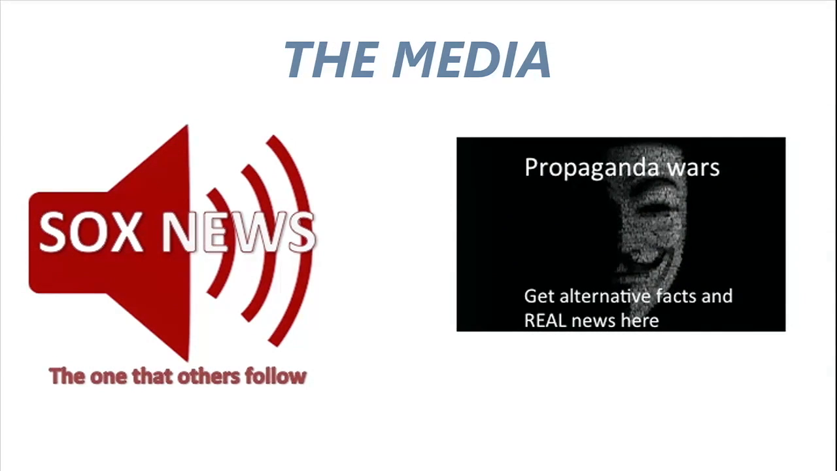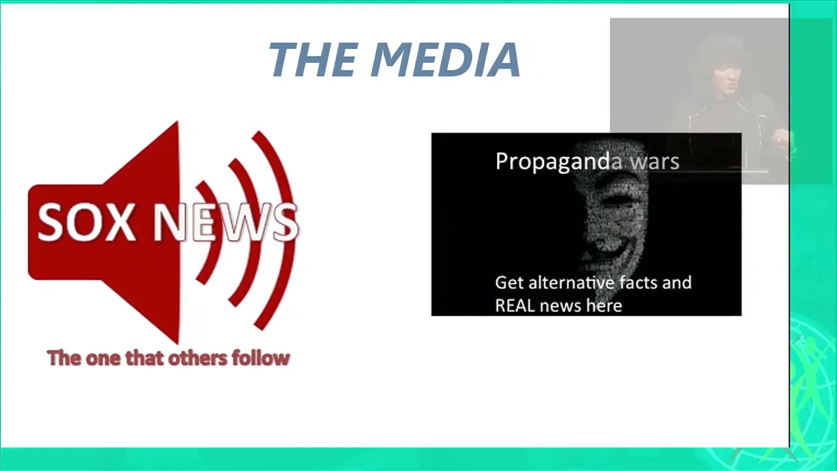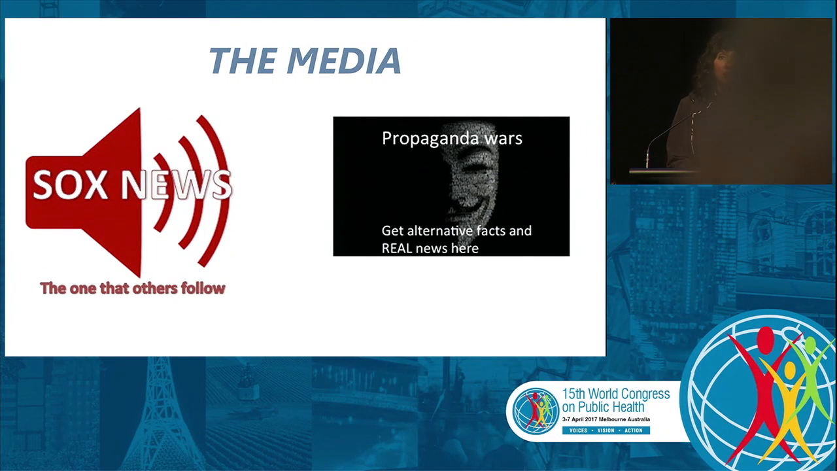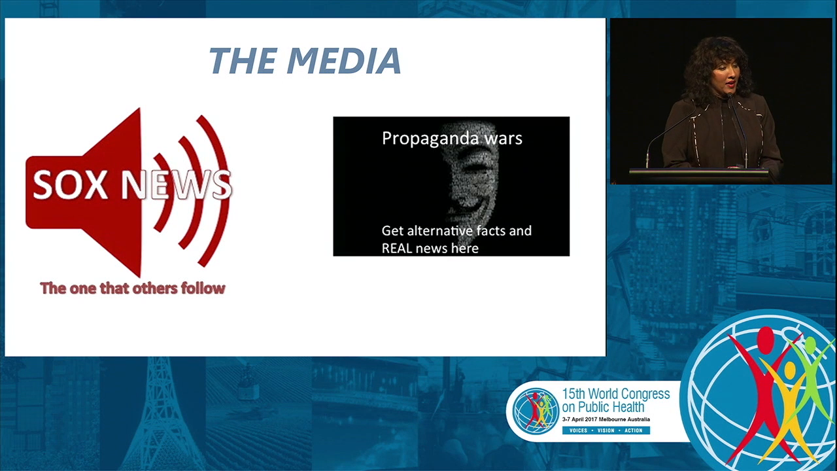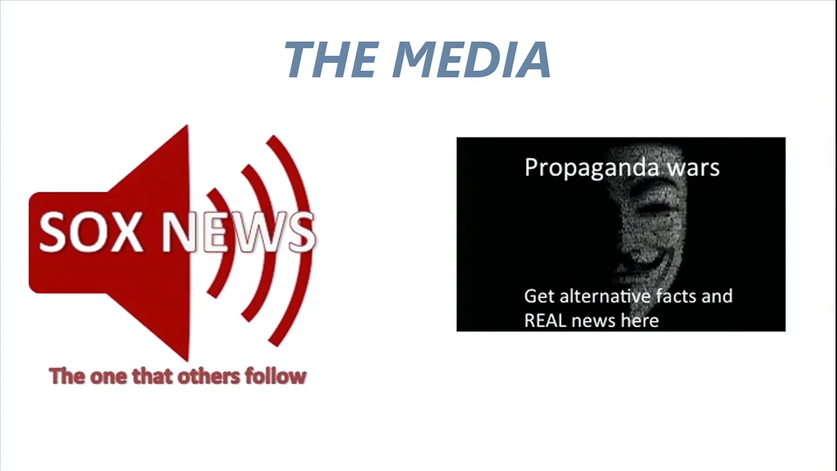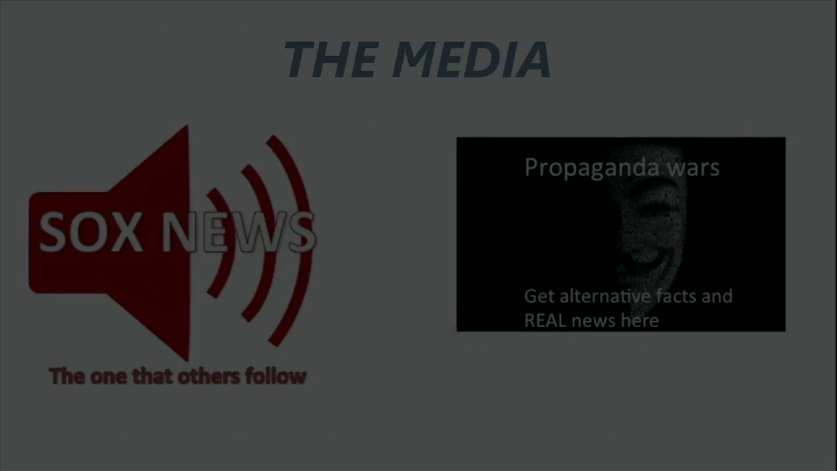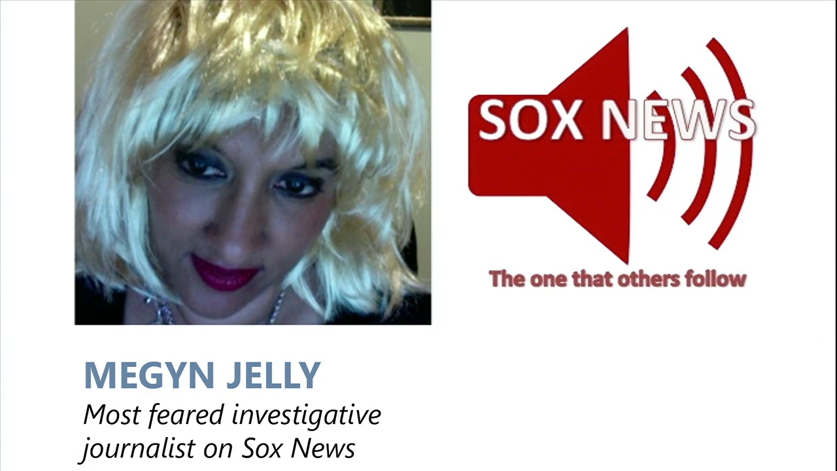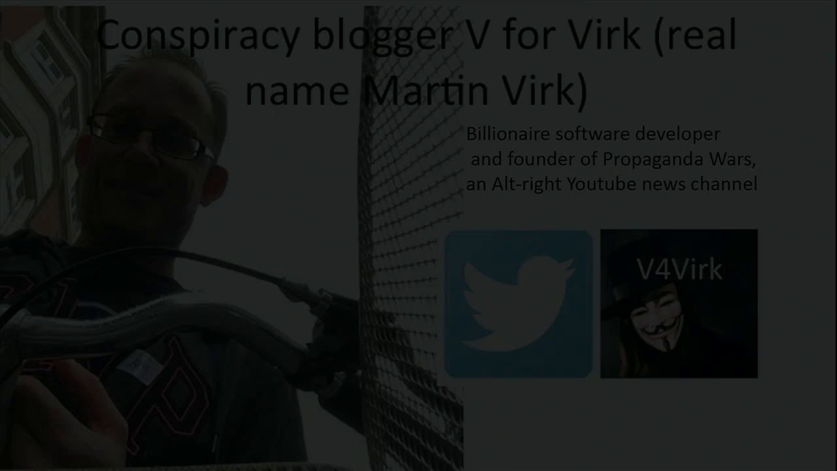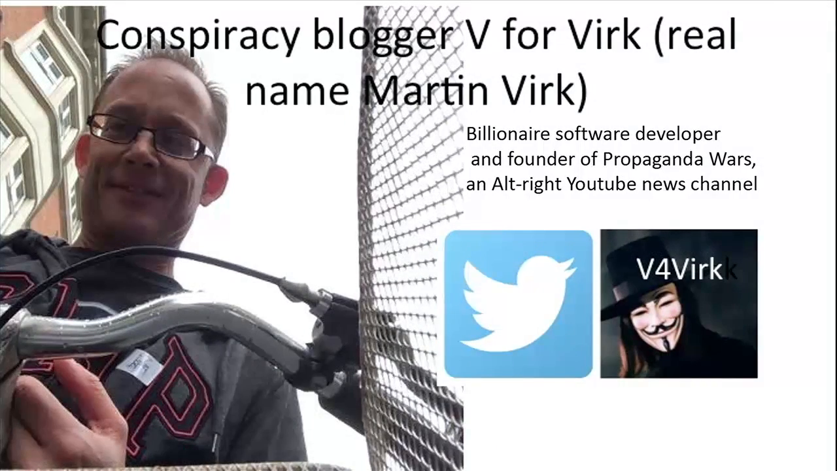In terms of the media, we've got the mainstream media, which is Sox News, the one that others follow. Can we have the full screen, please? And then we have Propaganda Wars, which is a site for your alternative facts and real news. Megan Jelly is the most feared investigative journalist on Sox News. And conspiracy blogger V for Verk, whose real name is Martin Verk, is a billionaire software developer and the founder of Propaganda Wars, an alt-right YouTube news channel.